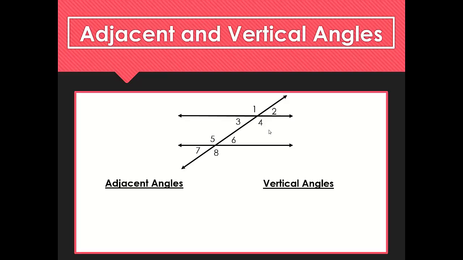The adjacent angles are the angles that are next to each other. So angles 1 and 2 are adjacent angles. They are next to each other. Angle 1 is also next to angle 3. So angle 1 and angle 3 are also adjacent angles. Angle 2 is also next to angle 4. So those are adjacent angles. And angles 3 and 4 are next to each other.